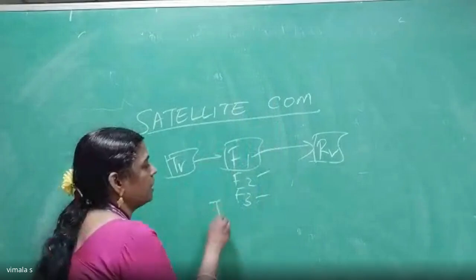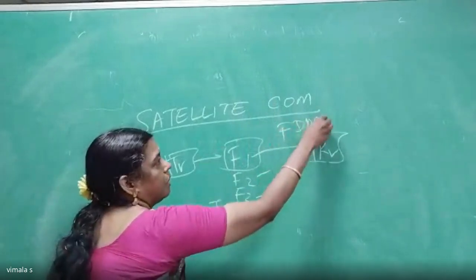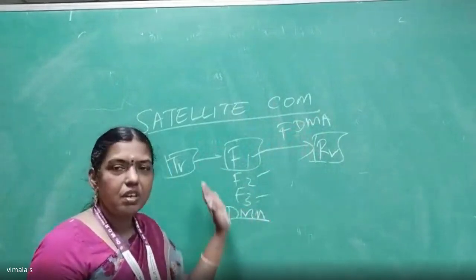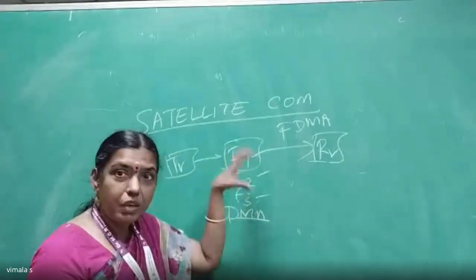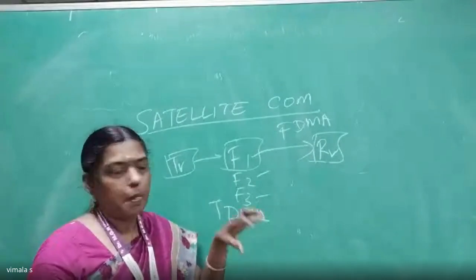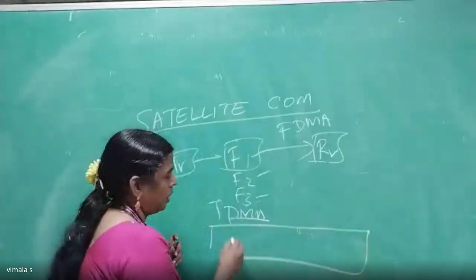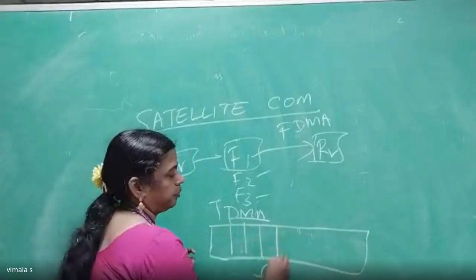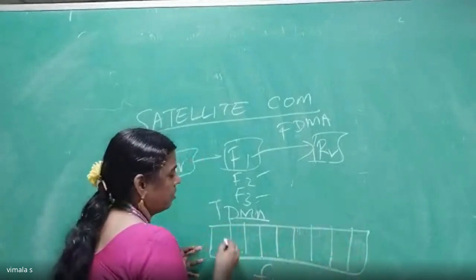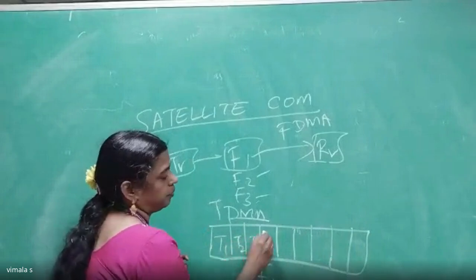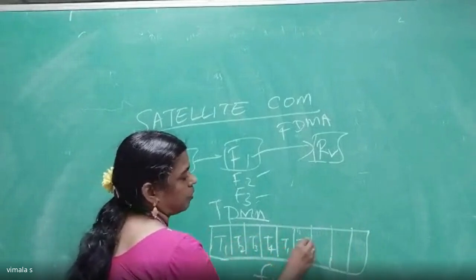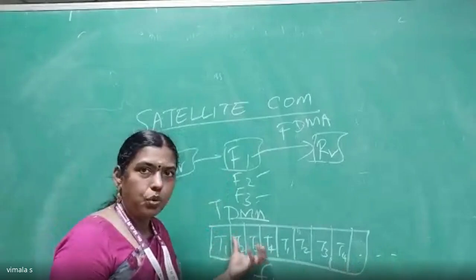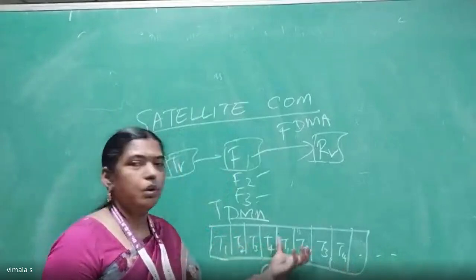That is what takes place in the FDMA technique. And how will it be in TDMA? In the TDMA technique, how is this happening? Here, instead of separate frequencies, the frequency itself is divided into time slots. For example, see, this will be F1, and this frequency is divided into time slots: T1, T2, T3, T4, again T1, T2, T3, T4, like that.